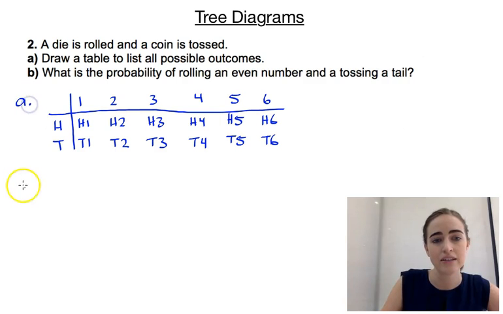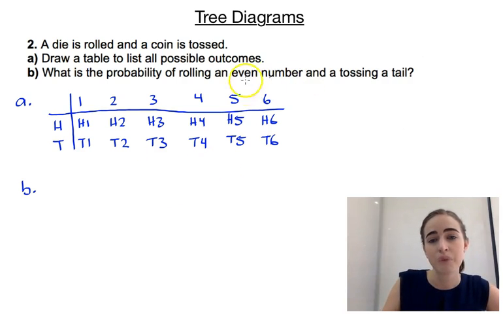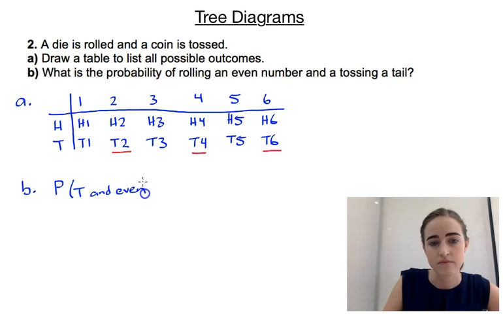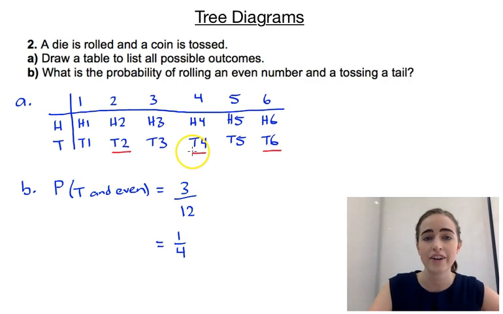So that's part A. And part B asks us, what is the probability of rolling an even number and tossing a tail? So we need both of those things to be true. So an even number and a tail is a T2, a T4, and a T6. So that gives us a probability of a tail and even would be 3 out of 12. And then if we've got a fraction, we always simplify if we can. So that would be 1 out of 4. So that's a few examples of tree diagrams and tables.